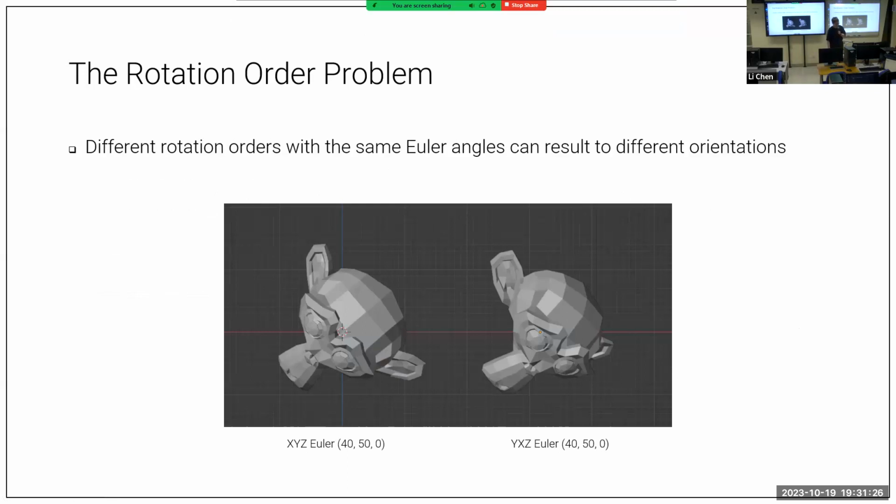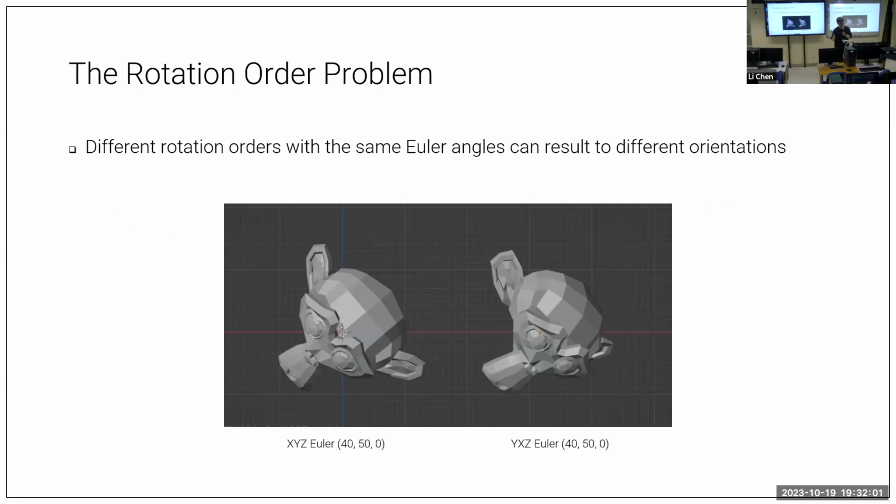So last week we discussed the so-called rotation order problem. Even for the same rotation in Euler space, for example 40, 50, and 0, based on the different ordering of the rotation, we may generate different results. This is a very big issue in some cases, especially if you are very familiar with Blender. There are lots of different built-in rotation orders, so you can select one.